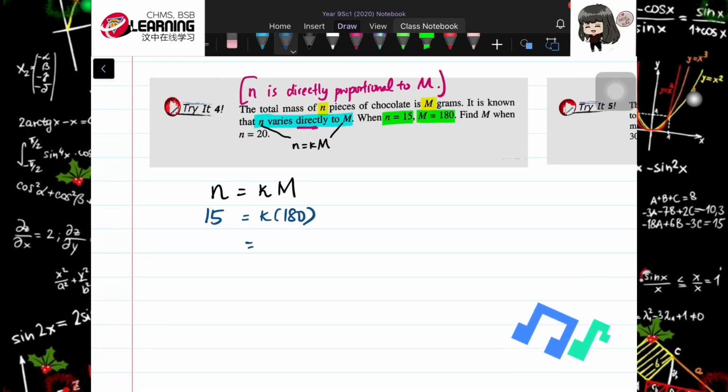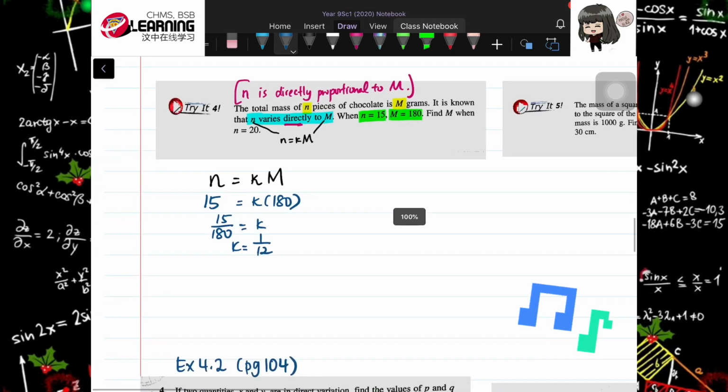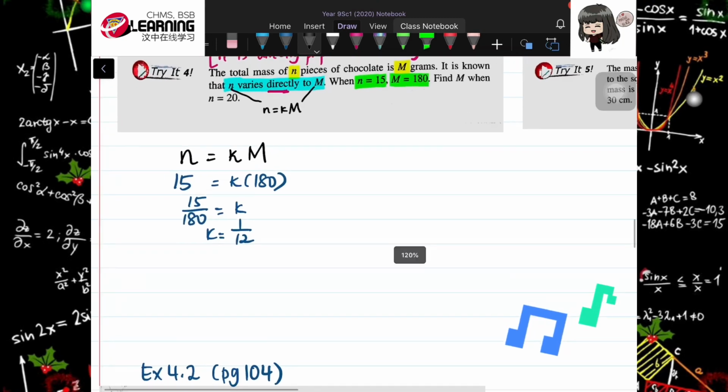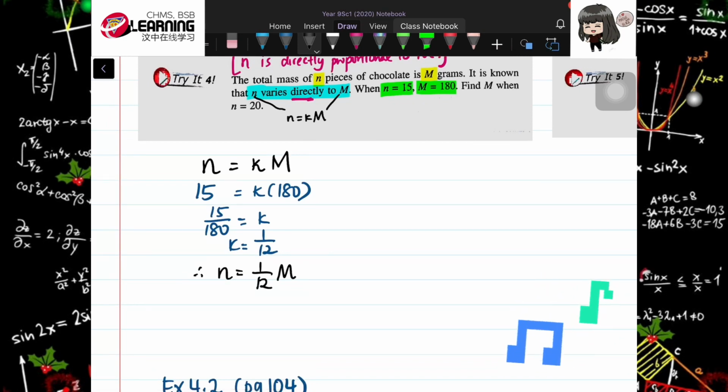Okay, so you find your k, 15 divided by 180. So your k is equals to 1/12. So we can form an equation here. The equation is n equals km. Sometimes the question, they will ask you to find the equation. So the equation will be n equals to 1/12m. Okay, then you have to find it in this way.